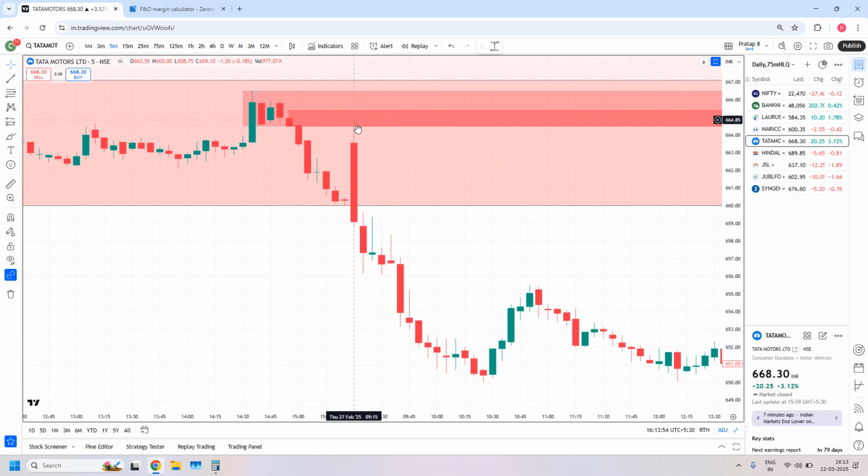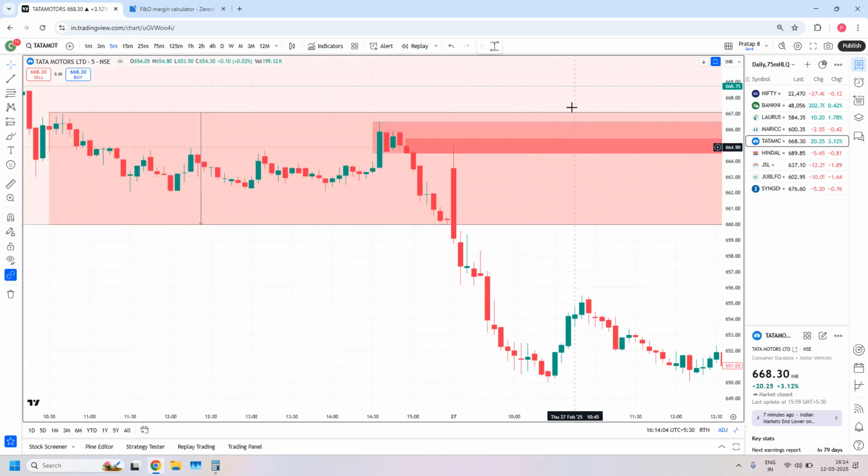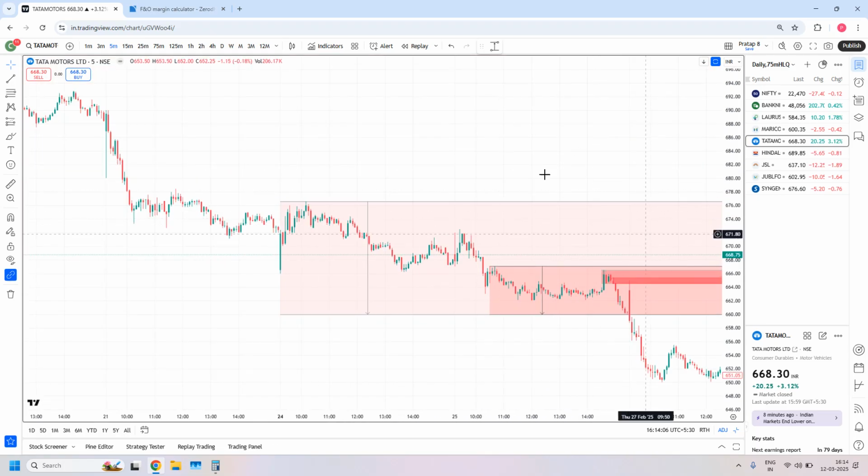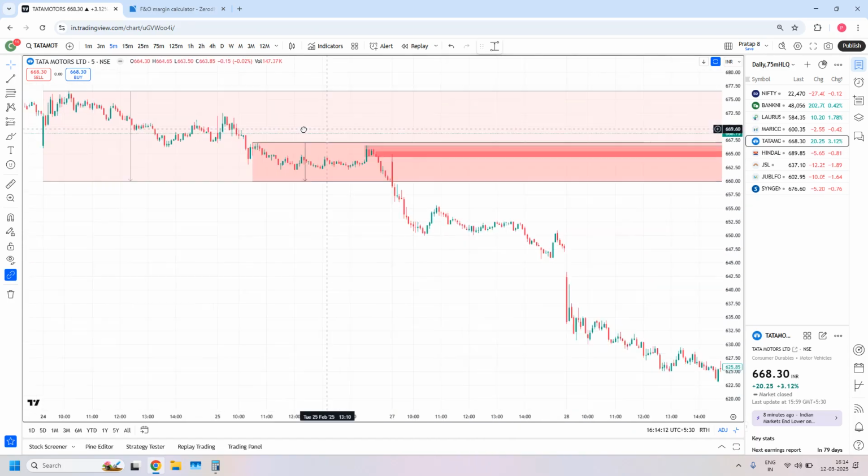Because this zone is already tested. This drop-base-drop follow-through candles, it's already tested. Because it is already tested, I told you there are higher chances this zone will be violated, the whole zone. Why? Because there are no other fine-tuned zones available inside this.